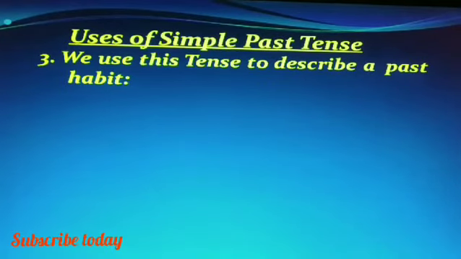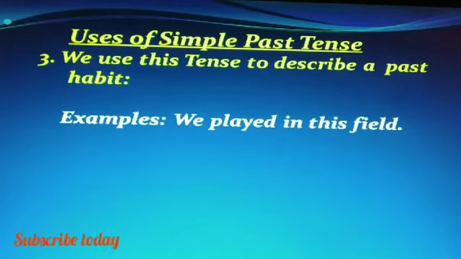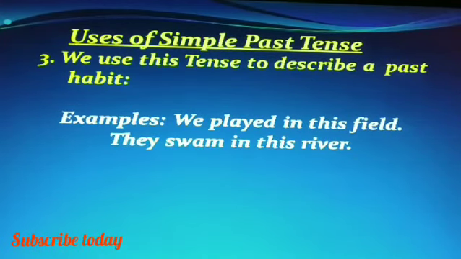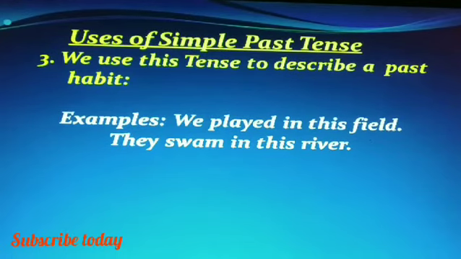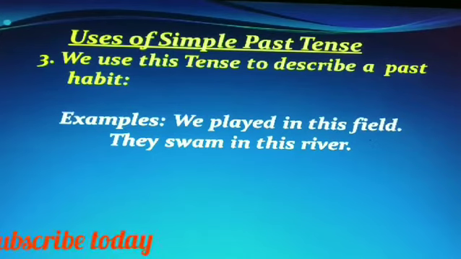Another use, we use this tense to describe a past habit. What we did in the past, used to do in the past. We played in this field. They swam in this river. These examples show that swimming in the river was our habit and playing in this field was also our habit. So, we use simple past tense to describe our past habits.